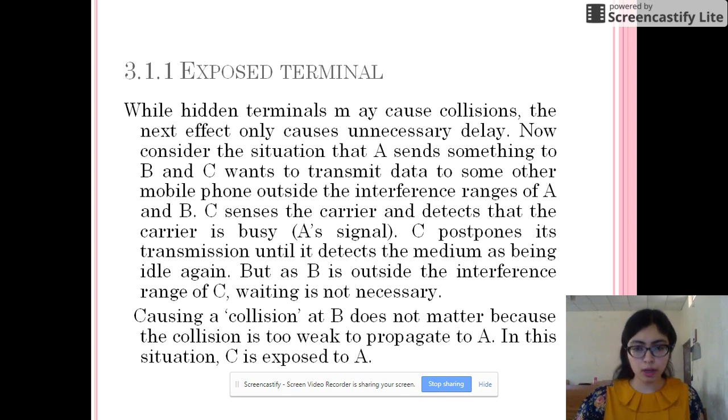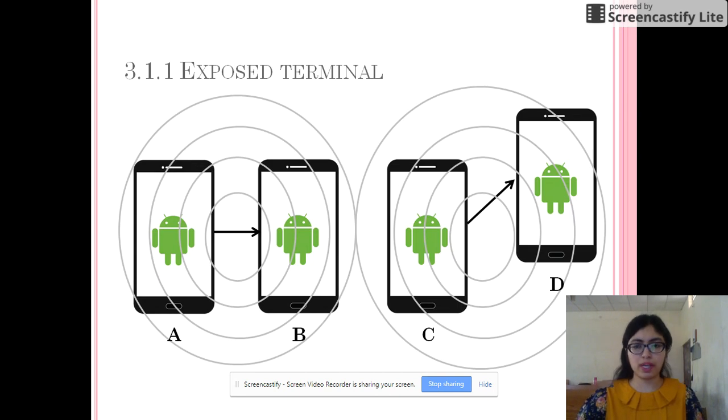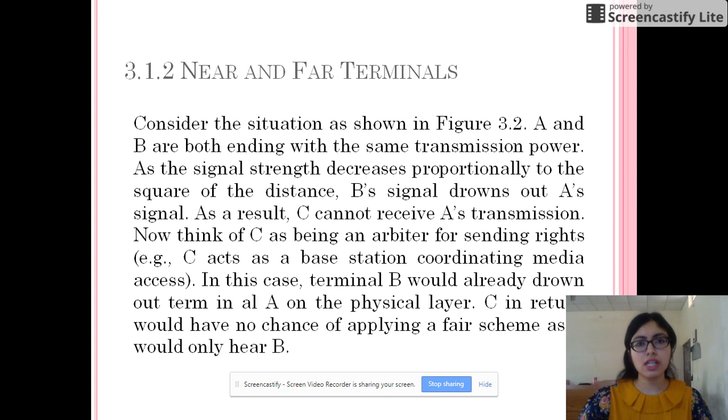But as D is outside the interference range of A, waiting is not necessary. Causing a collision at B does not matter because the collision is too weak to propagate to A. In this situation, C is exposed to A. C is unnecessarily waiting for A to transmit its data to B, which has no valid reason. The next problem is near and far terminals.